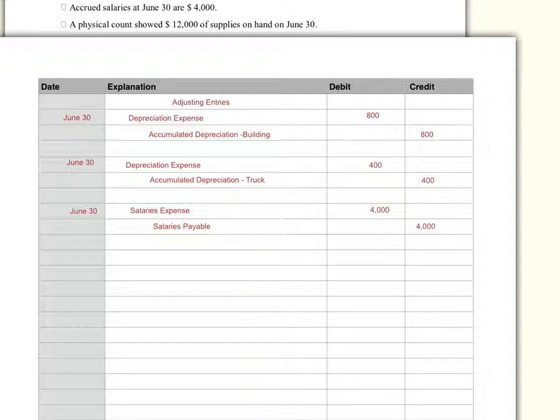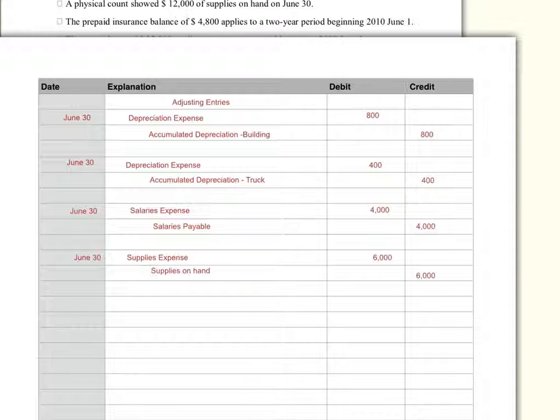Now the next journal entry regards supplies. I have in my trial balance a balance for supplies on hand of $18,000. But I do a physical count as of June 30th, and I only have $12,000 remaining. So obviously I've used up $6,000 of the supplies during the month of June, but I have not recognized that in my records, and I do that now. And I do that by recognizing the expense, debit supplies expense, and reducing the asset, credit supplies on hand.